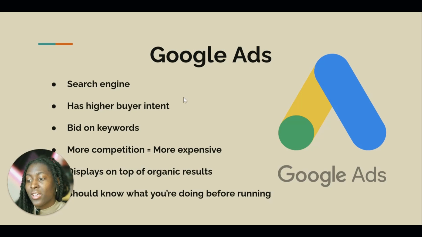So with Google Ads, we know Google is a search engine, right? It's the world's biggest search engine. Because people actively go to Google to search for things that they're interested in purchasing or interested in learning about, it has a higher buying intent, right? So with Google, what you have to do is actually bid on keywords. It's not like Facebook where you just see it when you're scrolling. When you have an ad on Google, you have to bid on the keywords, meaning that you have to target relevant keywords based on the industry or the service that you're trying to provide.